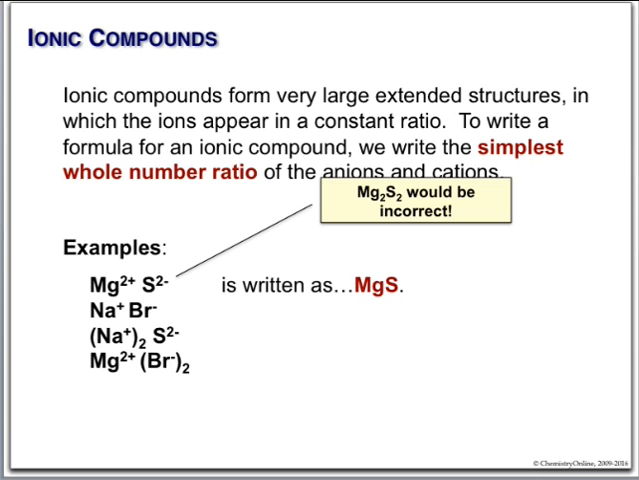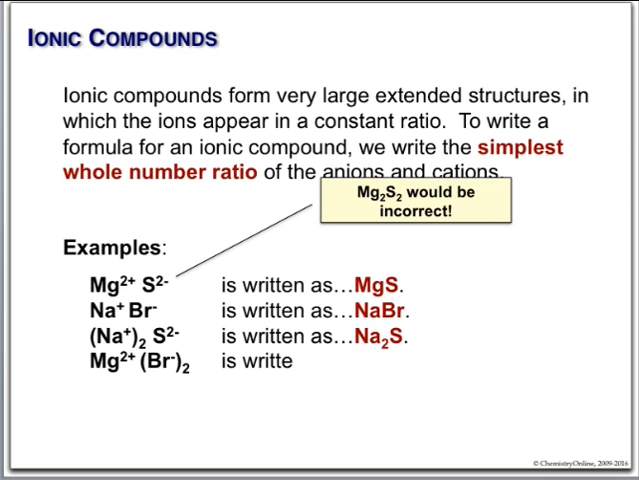For sodium and bromine, 1 positive, 1 negative, NaBr. Now again, when we have multiples, we have to show we have 2 sodiums for every sulfur. So we use our subscript, Na2S, 2 sodiums to every sulfur. Same thing here, 2 bromines for every magnesium, MgBr2. Lowest whole number ratio.